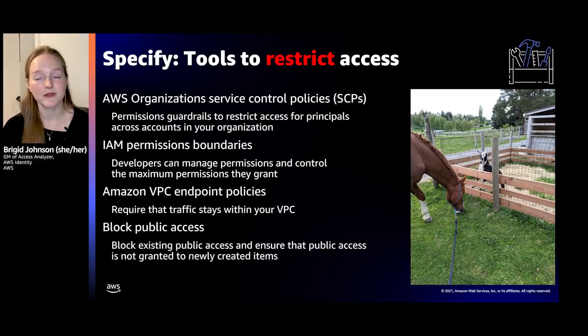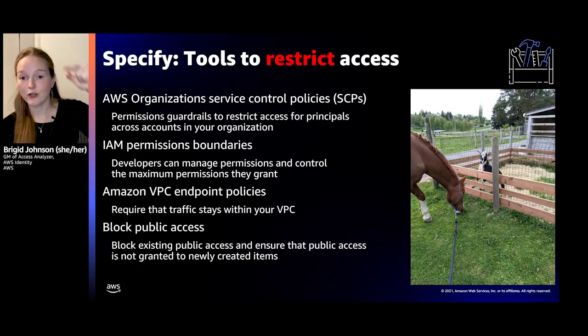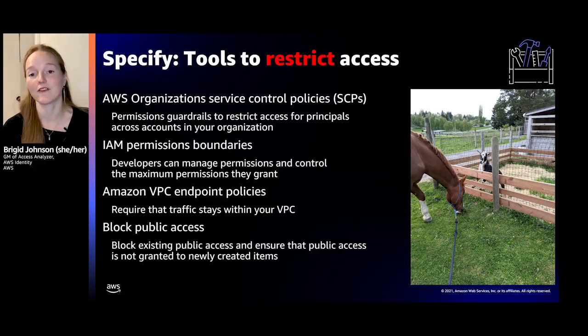Then when you pop into an account, you could use permission boundaries. This basically allows you to say, hey, developers, you can grant access, you can create roles, you can apply policies to roles, as long as those roles have this permission boundary. And that's the upper bound of permissions. This helps so developers can't escalate privileges and just attach admin.